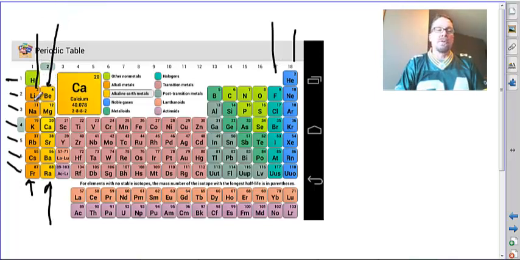All that tells you is all those family members, those group members in a column, have similar properties. And the reality is it's because they have the same number of electrons in their outermost energy levels. So these all have one electron. This has one in level 7, one in level 6, one in level 5, one in level 4. That will give them similar properties. So that's the rows and columns.